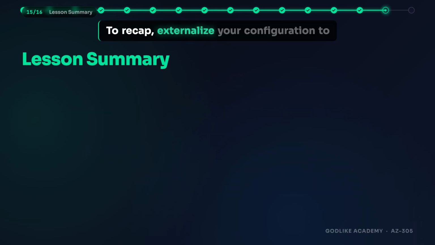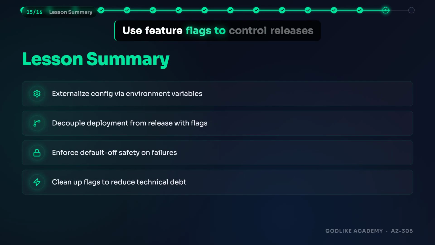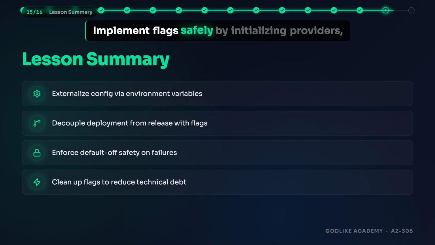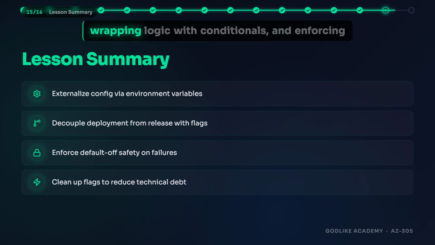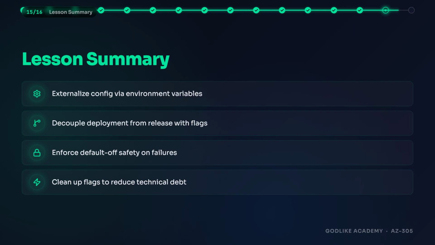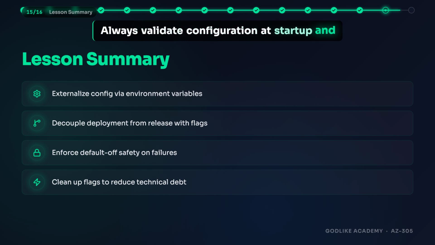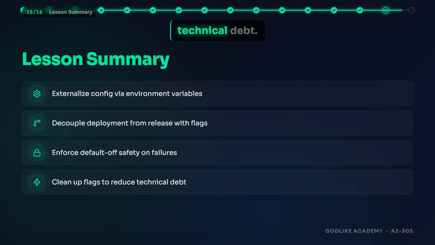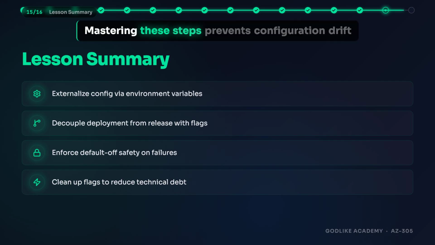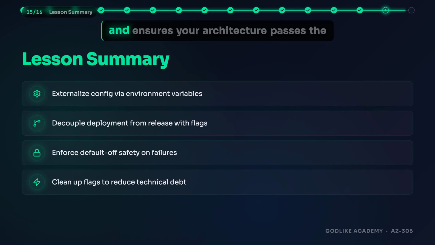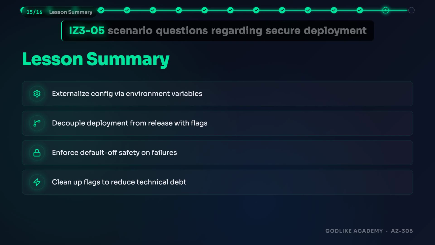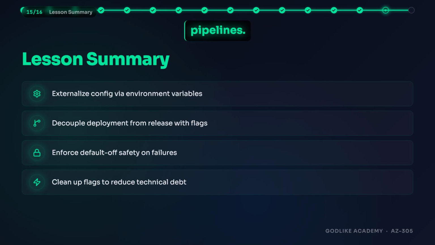To recap, externalize your configuration to decouple settings from code. Use feature flags to control releases at runtime without redeploying. Implement flags safely by initializing providers, wrapping logic with conditionals, and enforcing default-off states on failure. Always validate configuration at startup and clean up flags promptly to avoid technical debt. Mastering these steps prevents configuration drift and ensures your architecture passes the AZ-305 scenario questions regarding secure deployment pipelines.